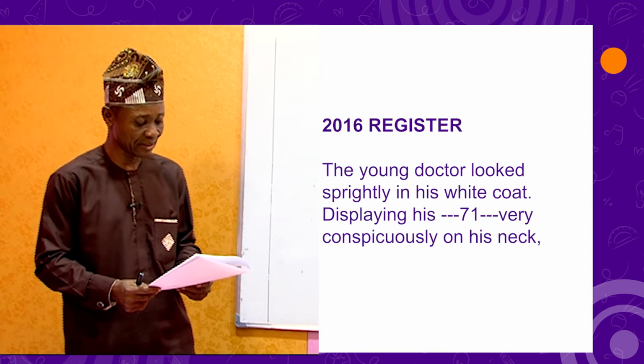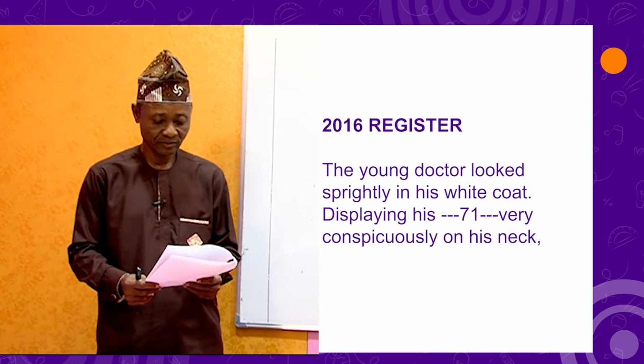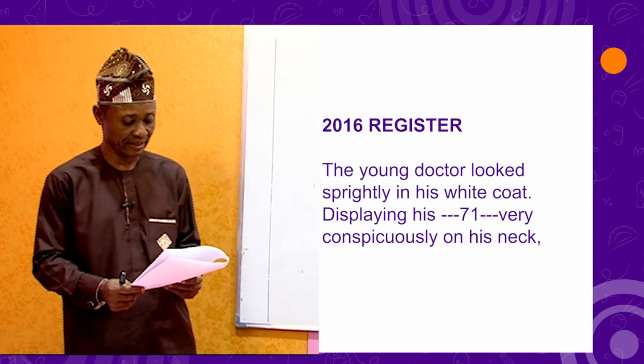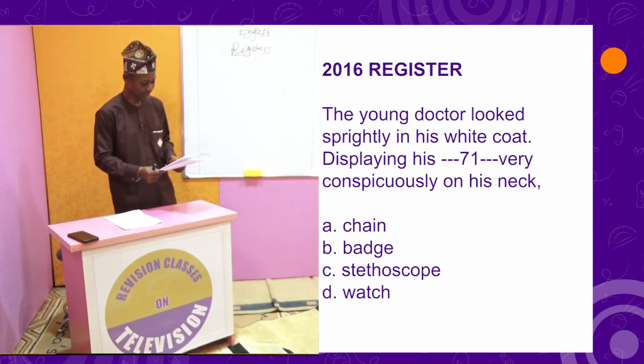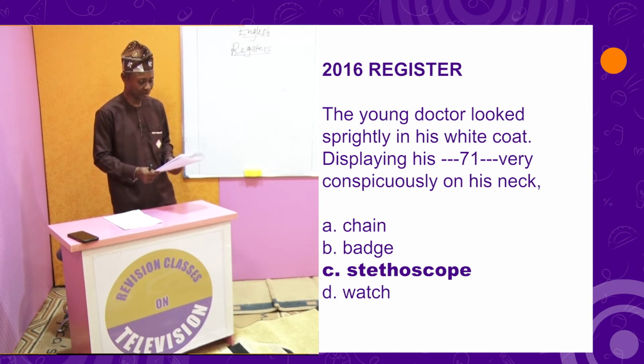The young doctor looked sprightly in his white coat, displaying his dash very conspicuously on his neck. 71. A. Chain. B. Badge. C. Stethoscope. D. Watch. Option C, which is stethoscope, is the appropriate answer to question 71.